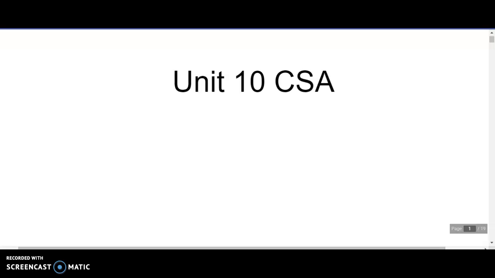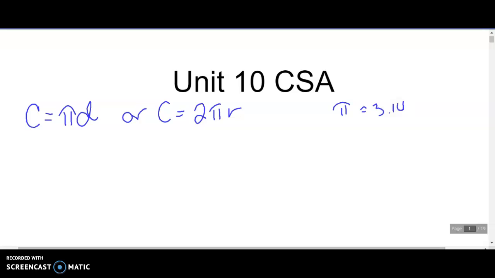So before we begin, I just want to talk about a few formulas that we need to know before we take this test. The first one is C equals pi d, or C equals 2 pi r. That's circumference of a circle equals the diameter times pi, which for this entire test, every time I see pi, I'm going to be using 3.14, okay? Or the circumference of a circle equals 2 times the radius times pi, since 2 times the radius and diameter are the same thing, okay?